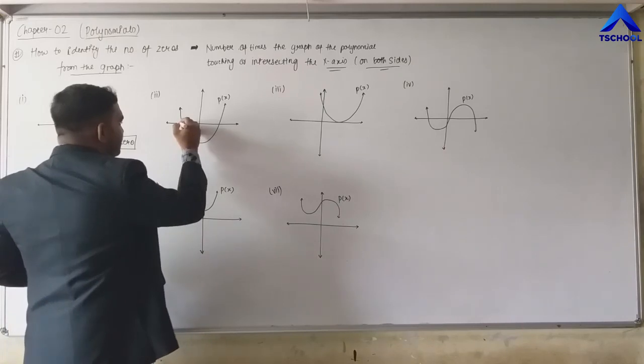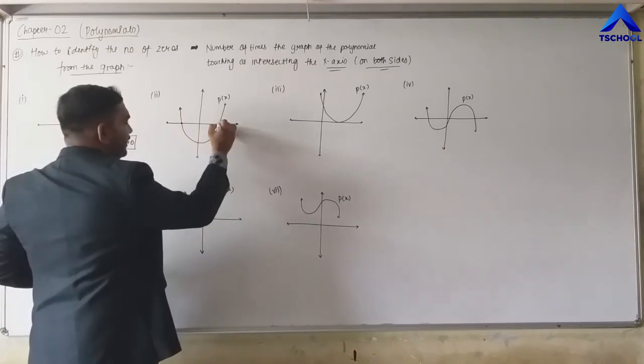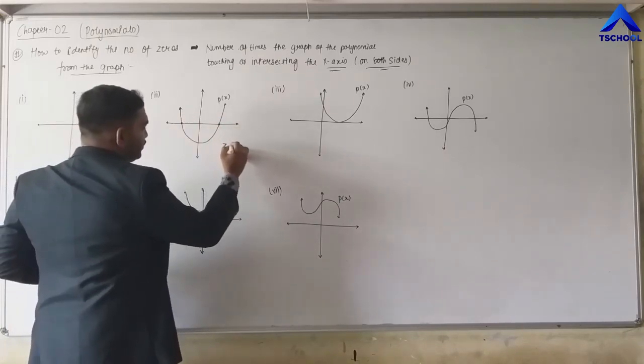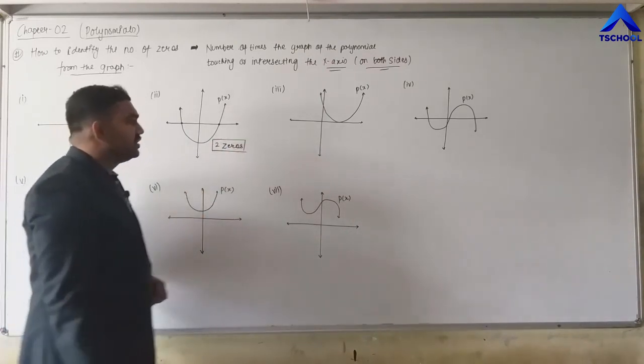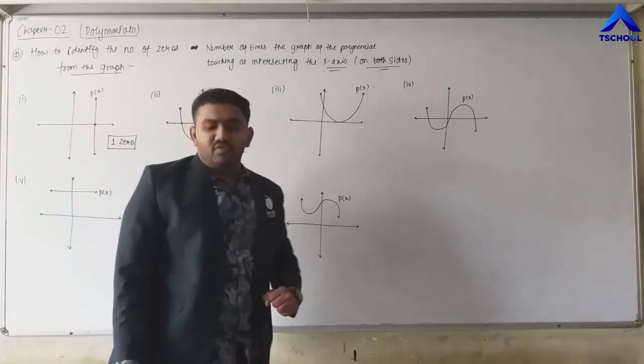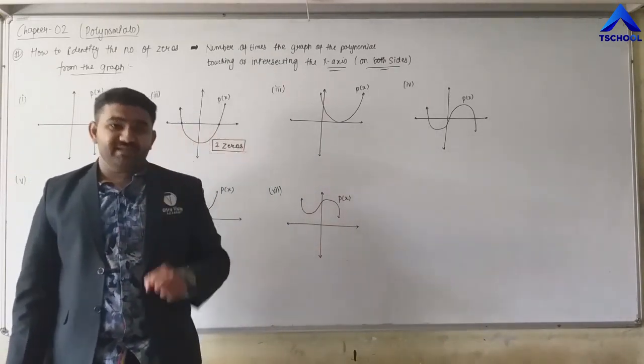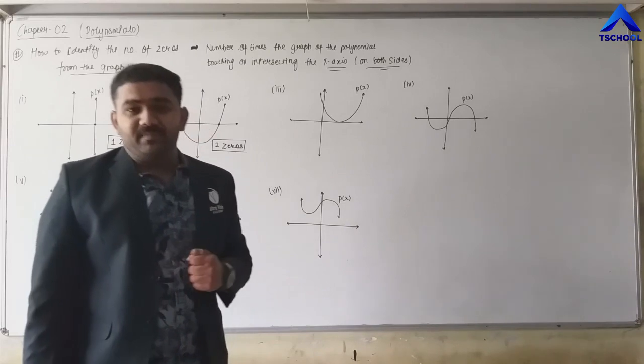Good. So how many zeros are there here? That is 1 and that is 2. So that is 2 zeros. Right? This graph will have 2 zeros. Again, if you look here, then that is a parabolic curve.